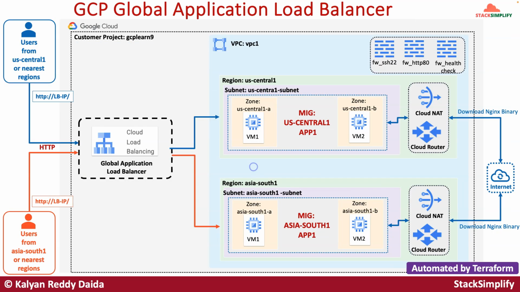Once this is done, we'll move on to implementing the GCP Global Application Load Balancer demo. Here we are going to focus on creating a global application load balancer which will load balance the traffic to multiple regions. We have used two regions, US Central 1 and Asia South 1. So when you access from the nearest regions of US Central 1, the request will be sent to the US Central 1 app1 MIG, and when you access from Asia South 1 or the nearest regions, the request will be sent to the Asia South 1 app1 MIG. These things we are going to test as part of this demo.